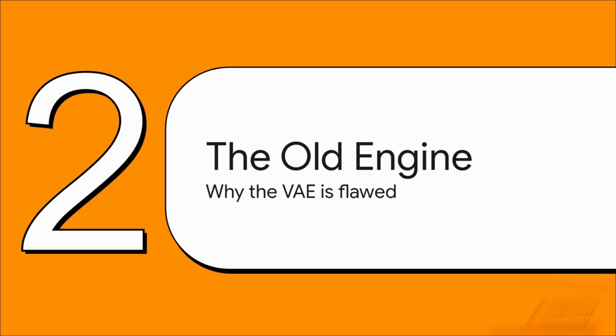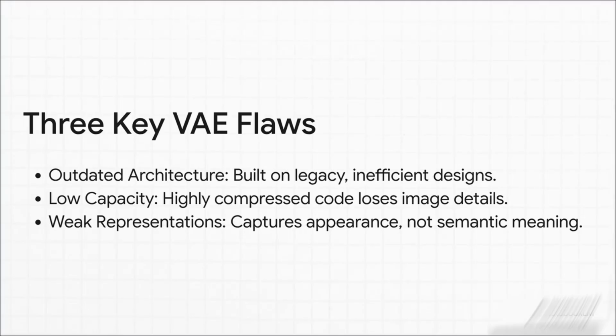Well, researchers have pinpointed some really fundamental problems with it. And it's not just slowing things down, it's actively limiting the quality and creativity of the images we can generate. It really comes down to three key flaws. First, its architecture is just old. It's inefficient. Second, that compressed code it creates is way too small.